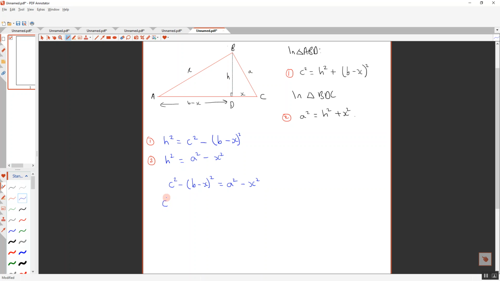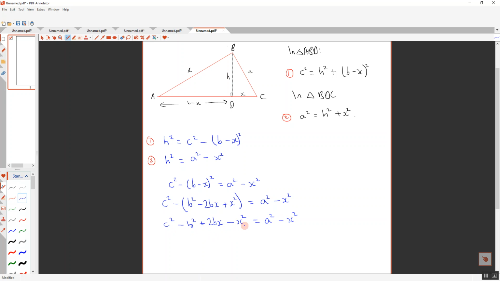Okay, so hopefully you've had a go at that. I'm going to expand it. So I've got b squared minus 2bx plus x squared. Now I'm keeping that in my brackets, just so I don't make any mistakes with my positives and negatives. Now I'm going to expand out, so it's minus b squared. Minus times a minus gives me a positive 2bx, and then that gives me a minus x squared.